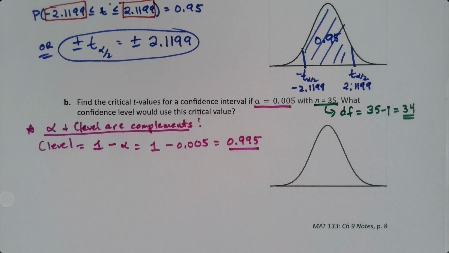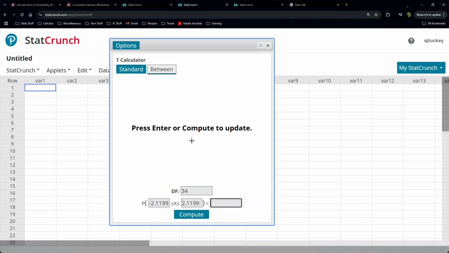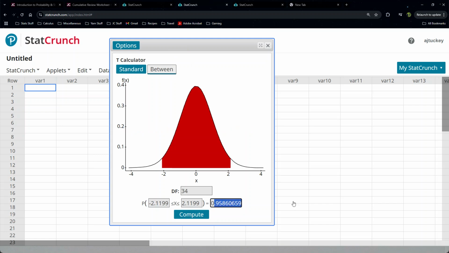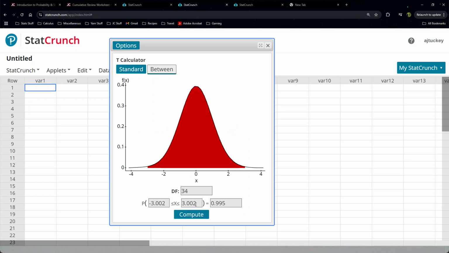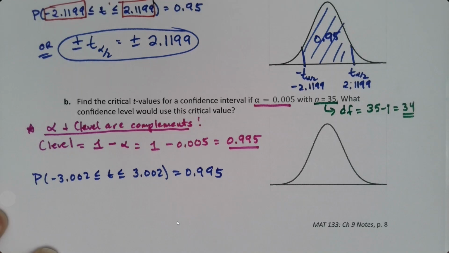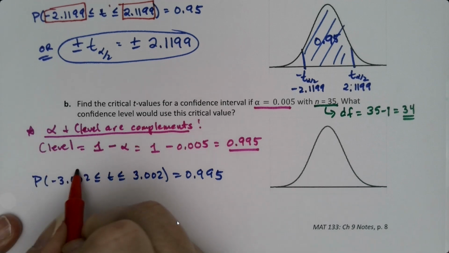All right, so now I can go back to my StatCrunch. I can say Stat, Calculators, T, which is where I'm at. I click between. I go over here. I make it 0.995, and I make the degrees of freedom 34, and I click Compute, and there we have it: plus or minus 3.002. Let me write that line. There it is.